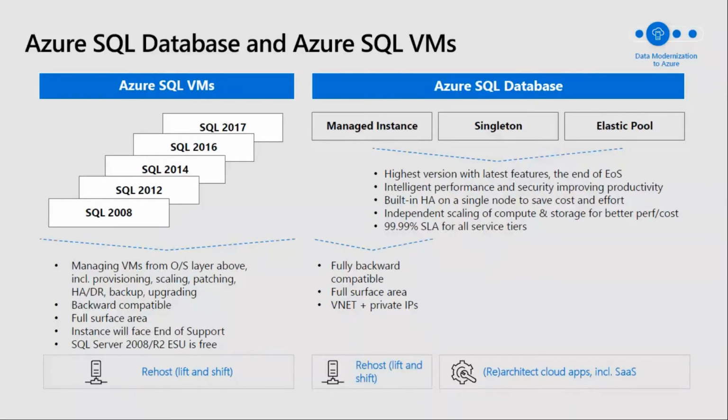Intelligent performance and security, improved productivity, built-in high availability on a single node. So we don't have to configure any Always On availability group or failover cluster mechanism or anything of that sort. It has built-in high availability of four nines. Independent scaling of compute and storage through the vCore-based purchase model can be done for Azure SQL Database. Azure SQL Database is good for rehost, lift and shift, as well as for re-architecting cloud apps. If you are re-architecting cloud apps, Azure SQL Database, singleton database or elastic pool, is good. For rehost, lift and shift, the managed instance is very good. Managed instance gives us SQL Server specific features without the operating system access.